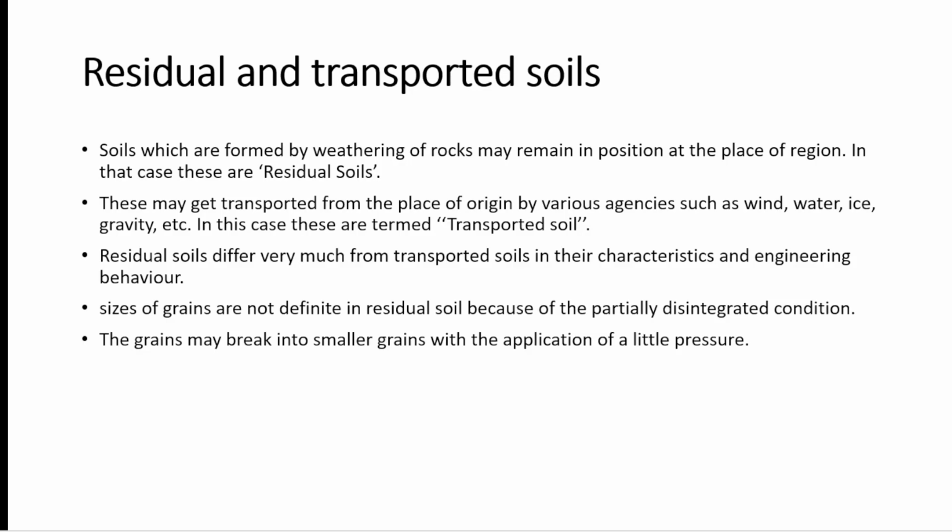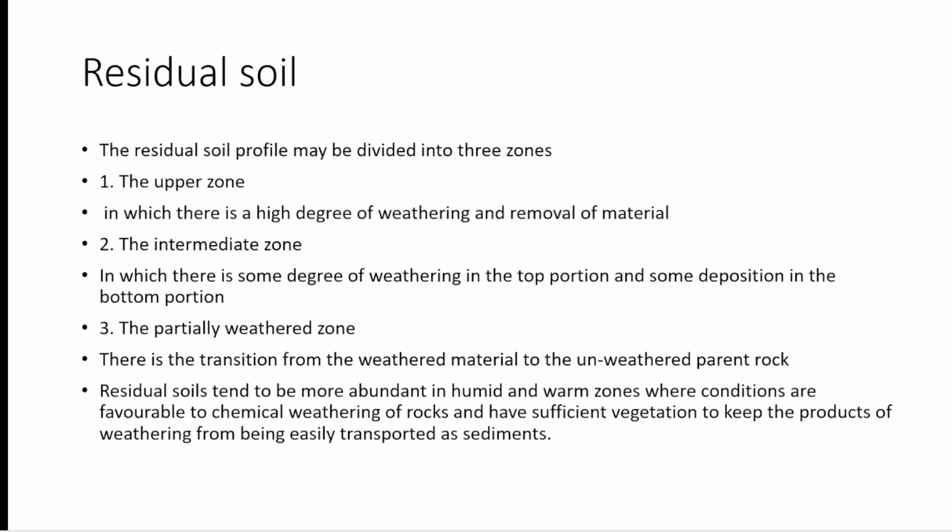The residual soil profile may be divided into three zones. First one is the upper zone in which there is a high degree of weathering and removal of material. Second one is the intermediate zone in which there is some degree of weathering in the top portion and some deposition in the bottom portion. And the third is the partially weathered zone where there is the transition from the weathered material to the unweathered parent rock.